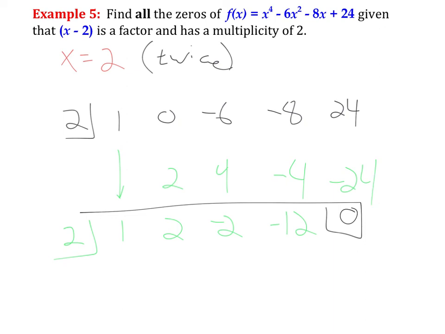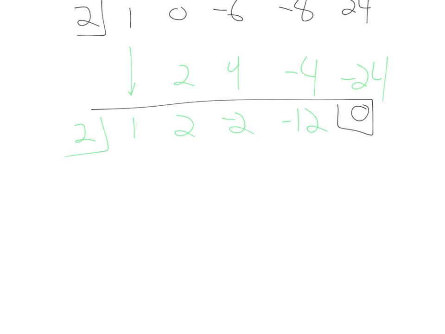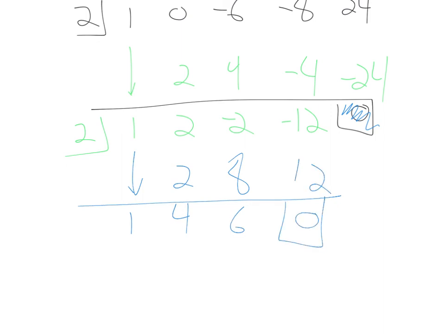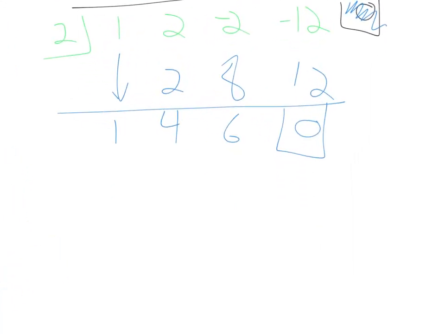All right, now we're going to do synthetic division again. Since it had a multiplicity of 2, I get to do it 2 times. And since there's a remainder of 0, we can disregard that for the synthetic division process. So we're going to add straight down, get a 1, multiply by 2 going across, add straight down, multiply by 2, add straight down, multiply by 2, and hey, we got a 0. Neat. So now my quadratic that I have left is going to be 1x squared plus 4x plus 6.